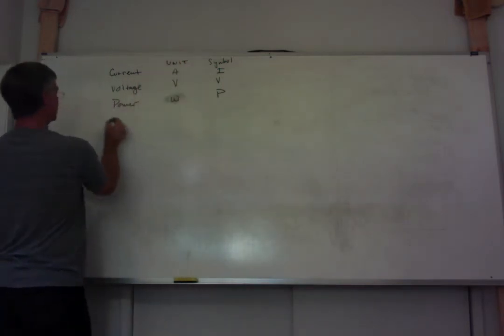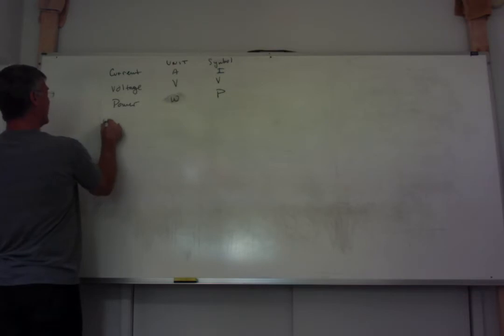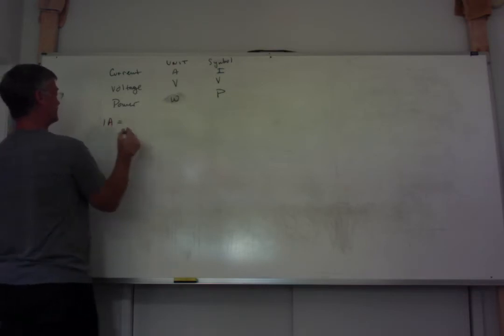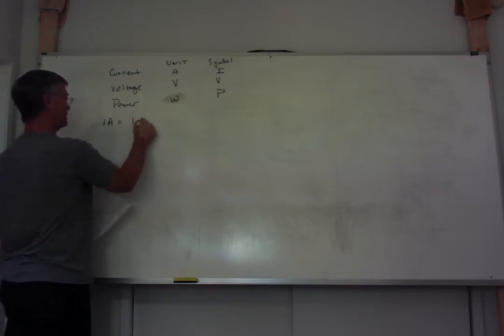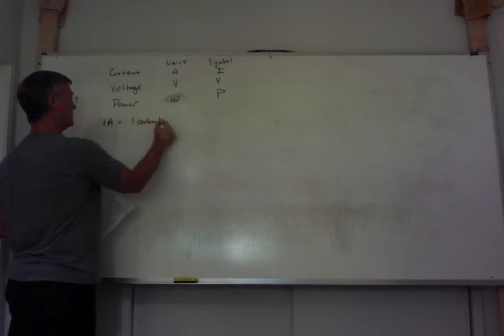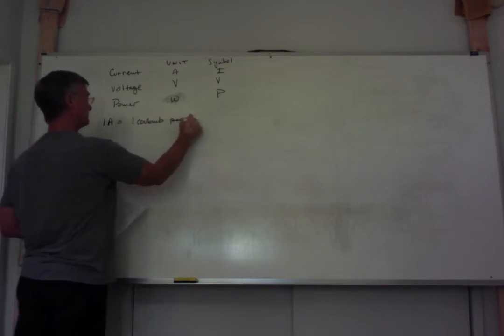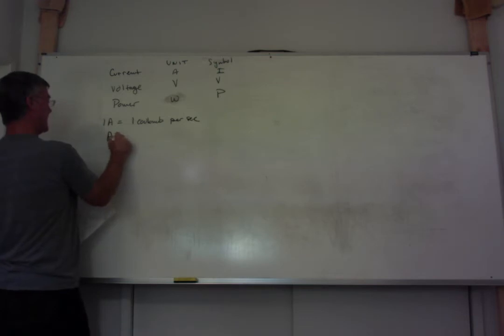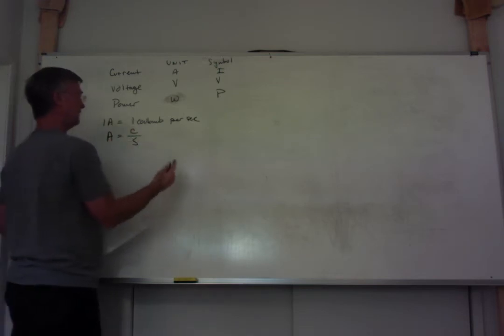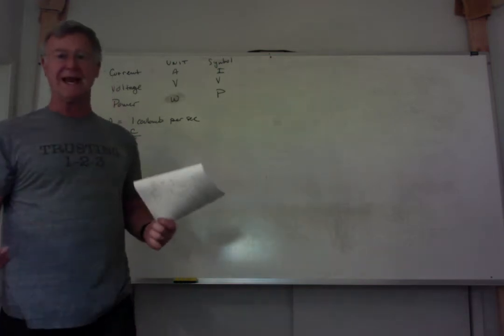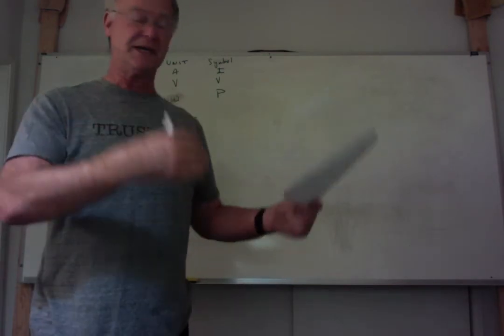All right? Let's start with this. 1 amp is actually a flow of electricity. It is 1 Coulomb of flow per second. So the unit of the amp is actually a Coulomb per second. And if I said I have something that's 20 amps, that's 20 Coulombs flowing every second.